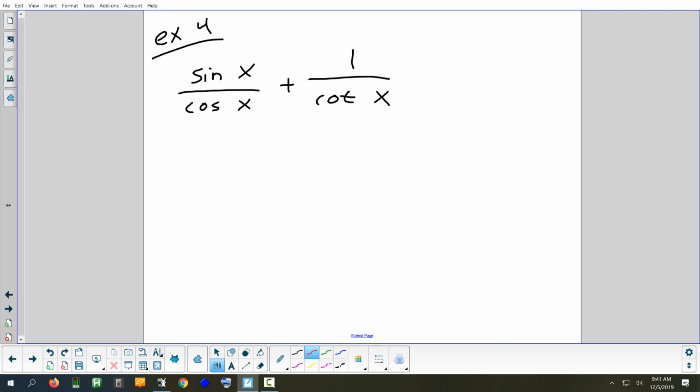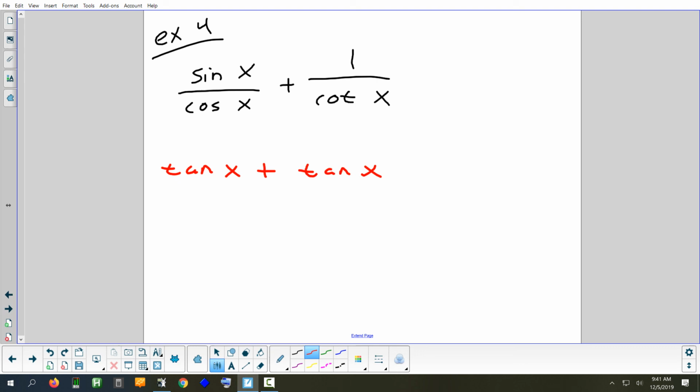Before I say anything, does anyone see anything right away? Got sine x over cosine x, which is basically tangent. It is tangent, yeah. So that's tangent. What about 1 divided by cotangent? So it's what? It's reciprocal there. 1 divided by cotangent. This is the reciprocal of tangent. Oh, that equals tangent. Yeah, I see. 1 divided by cotangent is tangent.